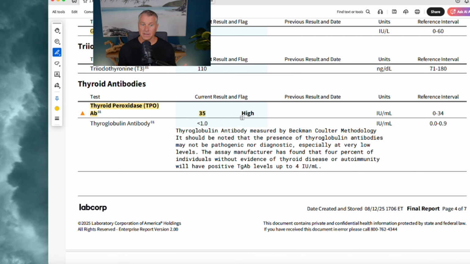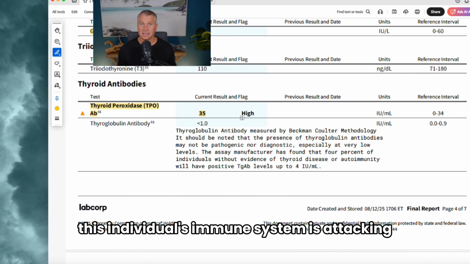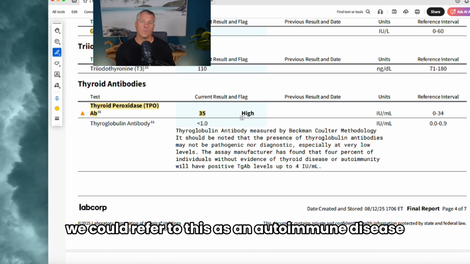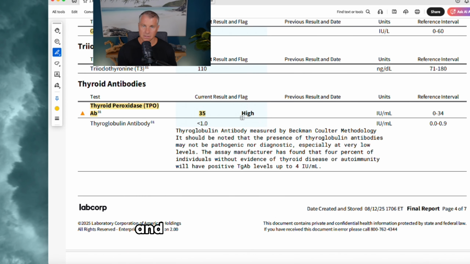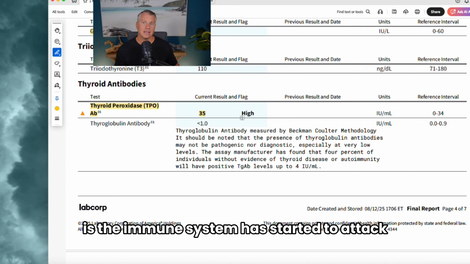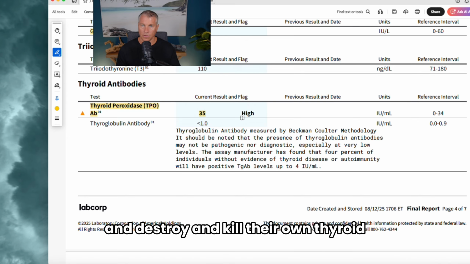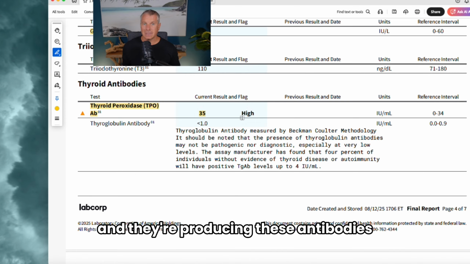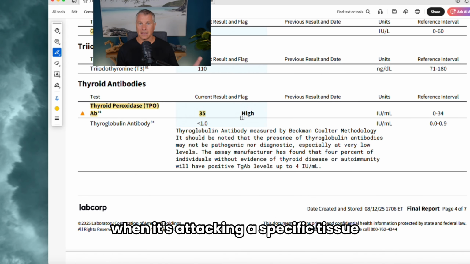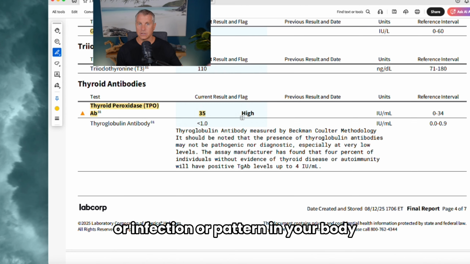Now, in this situation, we identified this individual's immune system is attacking and destroying and killing their thyroid. We refer to this as an autoimmune disease. In the medical literature, it's referred to as Hashimoto's. So what's essentially happening is the immune system has started to attack and destroy and kill their own thyroid, and they're producing these antibodies because that's the natural response of the immune system when it's attacking a specific tissue or infection or pattern in your body.